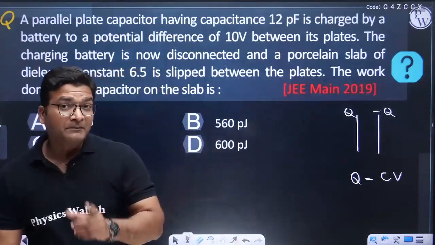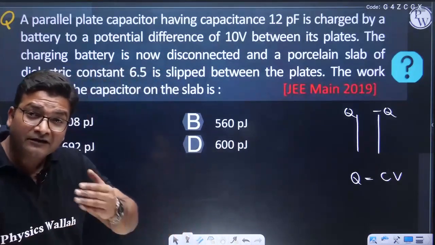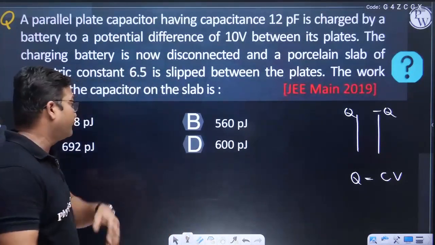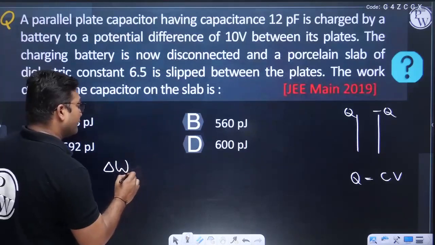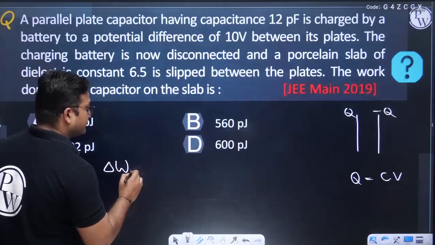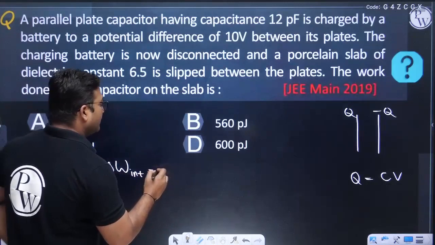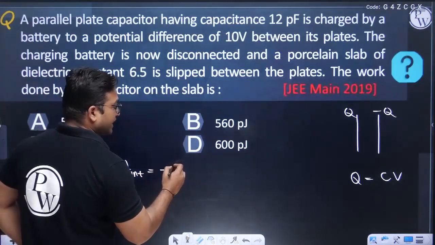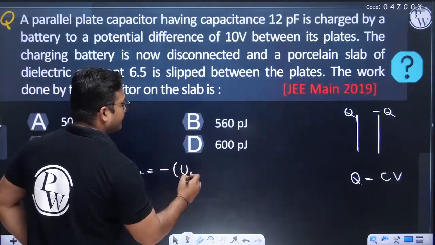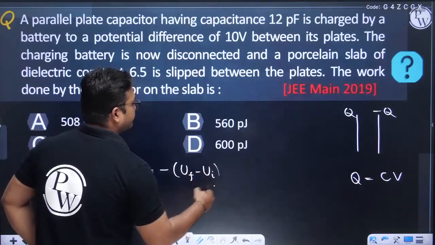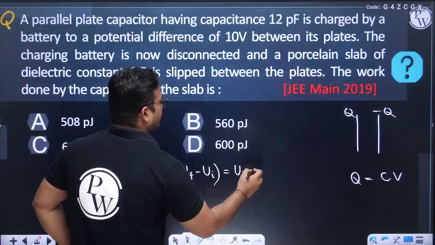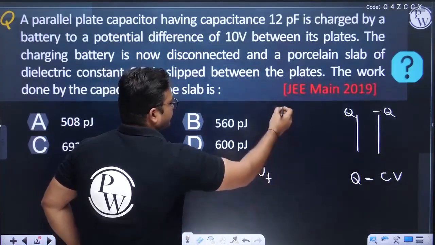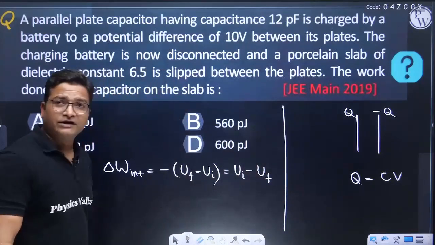See, the work done by the capacitor is actually the work done by the internal electric force, and you know the work done by the internal electric force, or work done by the capacitor, is equal to the negative of the change in potential energy, that is, final energy minus initial energy. Okay, so this will become initial energy minus final energy. Let us see what is the initial energy.